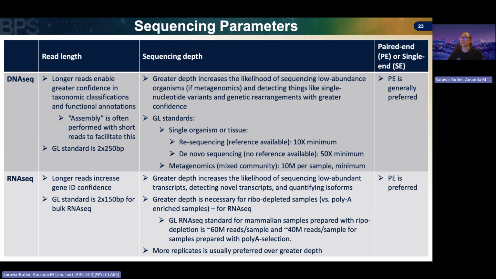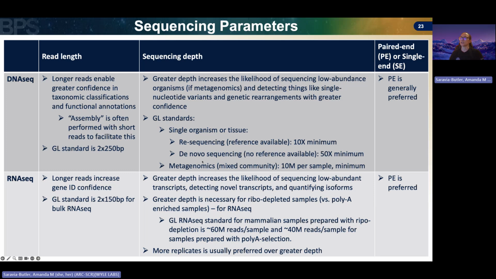So some standards that we use at GeneLab: if you are sequencing DNA from a single organism or tissue, and you're doing resequencing, meaning that you have a reference to go off of, our standard is to do at least 10 times the size of your reference as a minimum, so 10 times coverage. If you're doing de novo sequencing, so you're sequencing an organism for which you do not have a reference, 50 times minimum coverage, right? So 50 times the size of what you expect your genome to be.